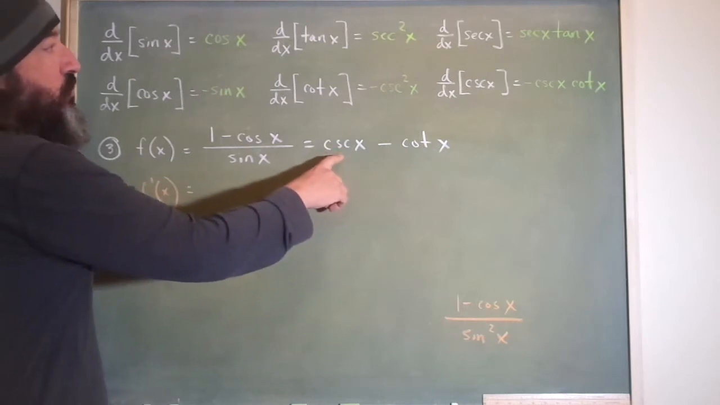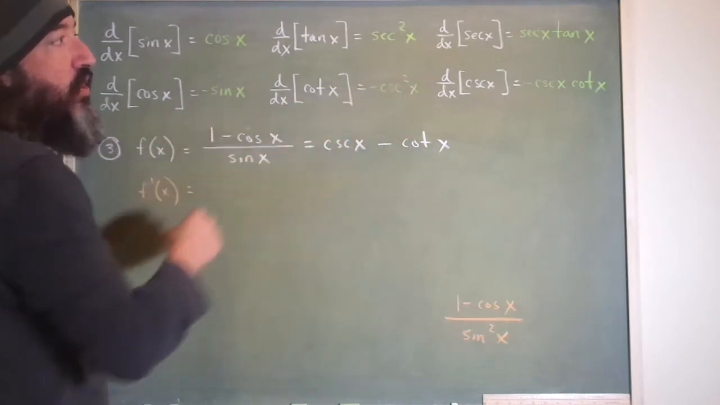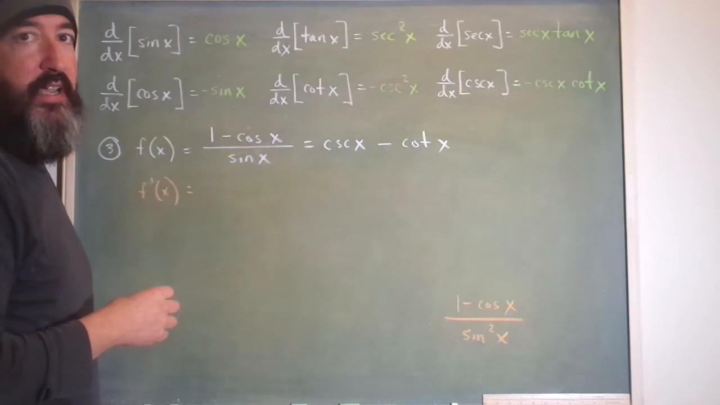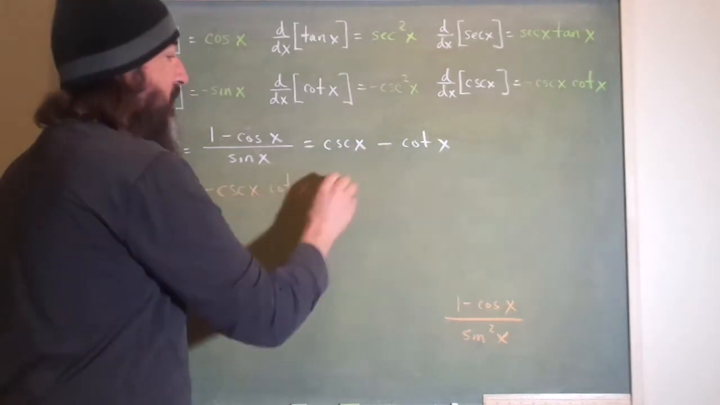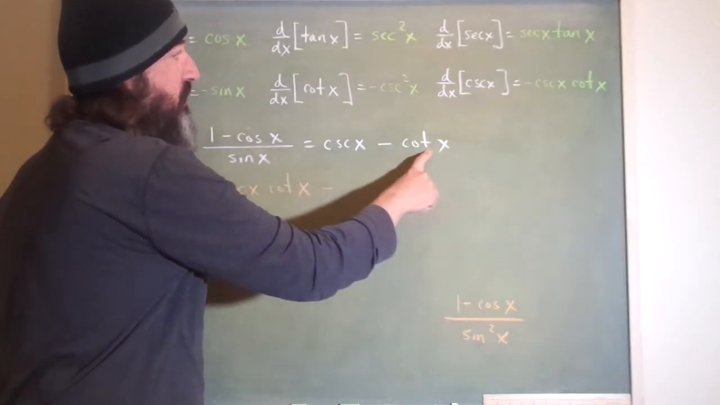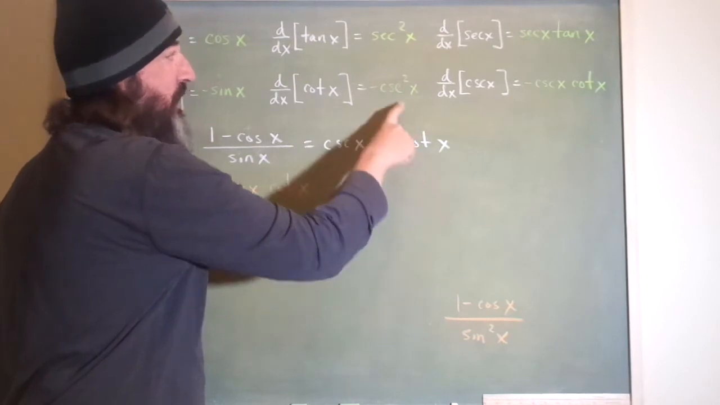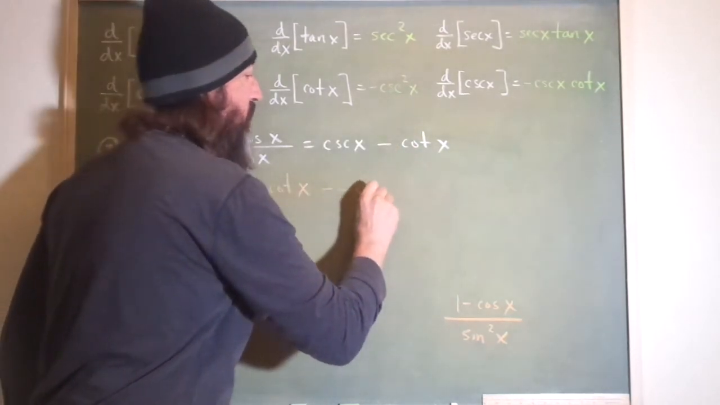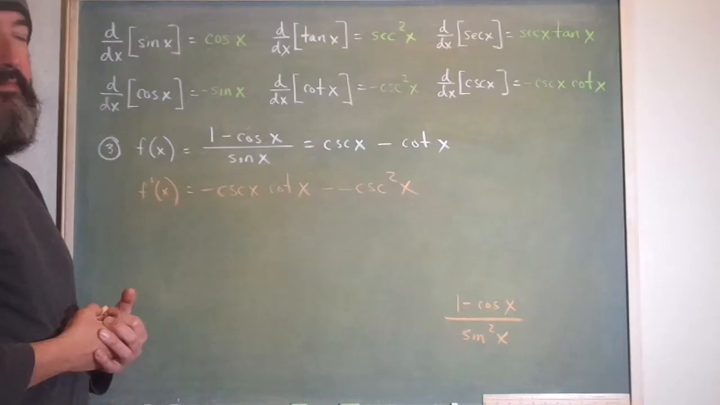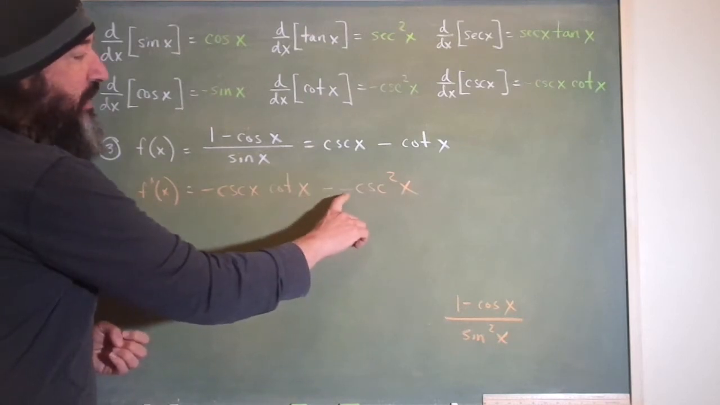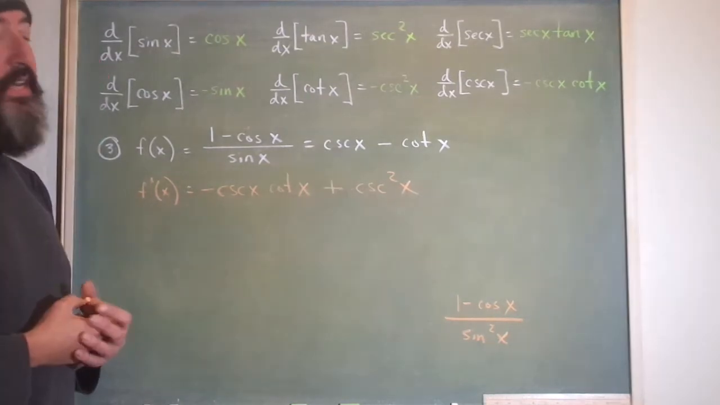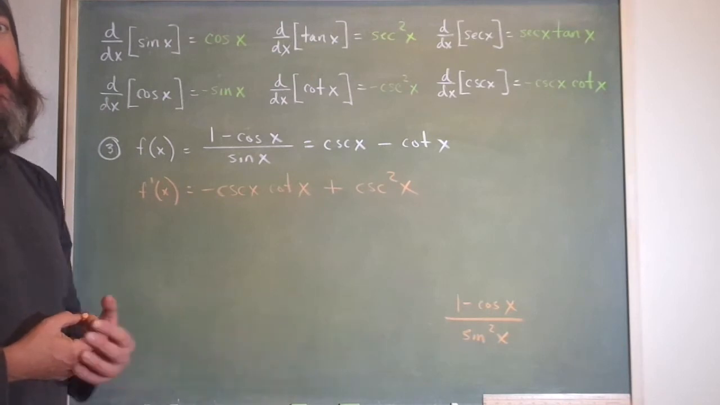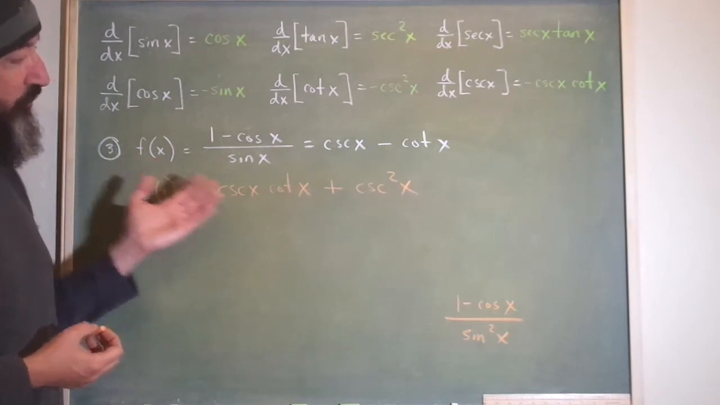And the derivative of cosecant x is negative cosecant x cotangent x. And then I'll subtract the derivative of cotangent of x, and the derivative of cotangent of x is negative cosecant squared of x. Of course, this subtraction of a negative is a positive. Now, we should be getting the same answer as we got before, so let's see if these are equivalent.